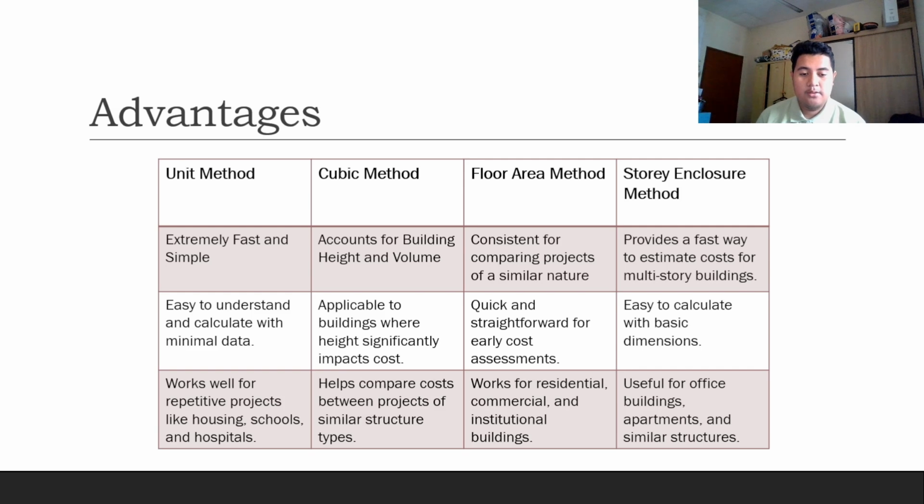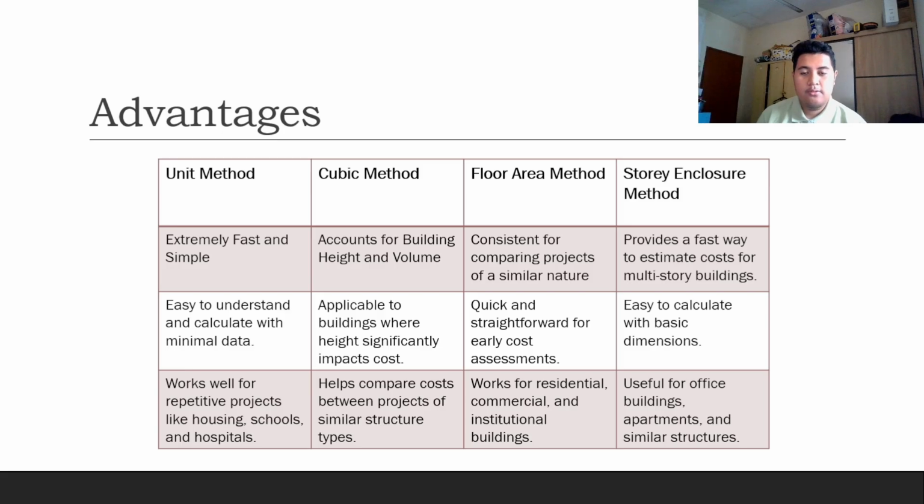Meanwhile, our chosen technique, which is the floor area method, is highly consistent for comparing projects of a similar nature, such as standard retail developments. It is quick and straightforward for early cost assessment, allowing quick budgeting decisions for residential, commercial, and institutional projects without needing finalized engineering drafts. Finally, the story enclosure method provides a fast way to estimate costs for a multi-story building by focusing on external walls. It remains easy to calculate with basic outer dimensions and is uniquely useful for specialized builds like office towers and apartment blocks.